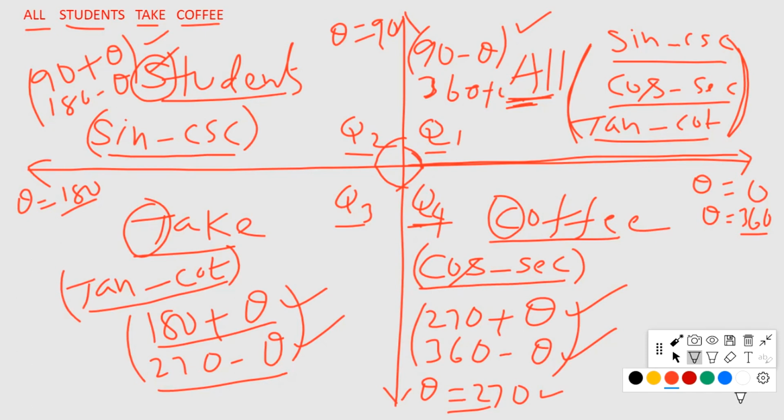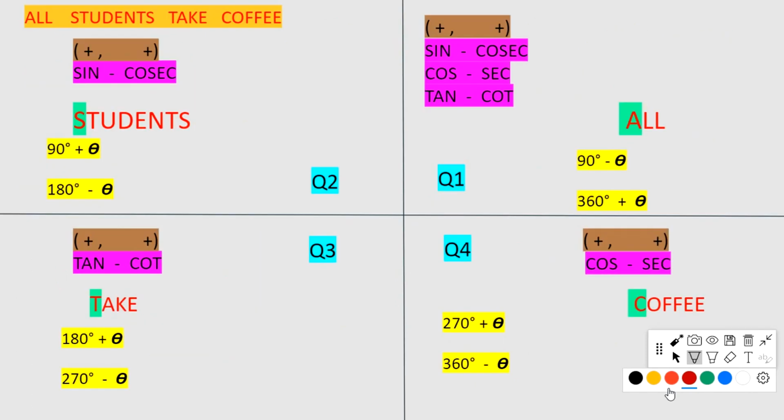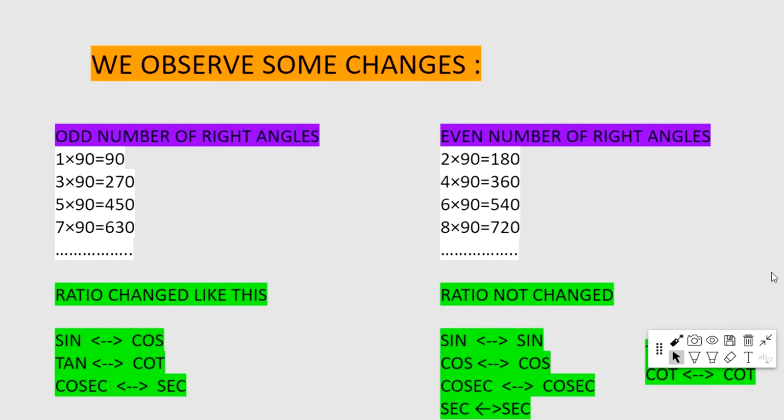360 plus theta. So 90 minus theta and 360 plus theta are in the first quadrant. Understand? This is the "All Students Take Coffee" overall structure. Okay. Here we observe some changes.